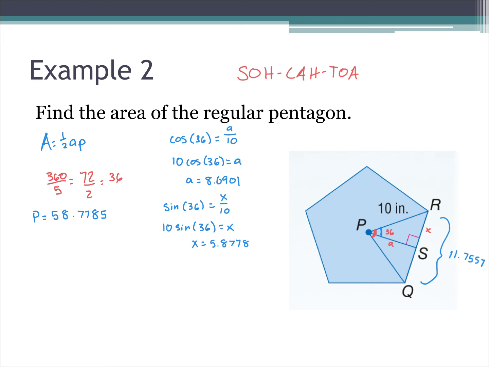So now that I have my perimeter and my apothem, I can plug in. So A is equal to 58.7785 times 8.0901 divided by 2.